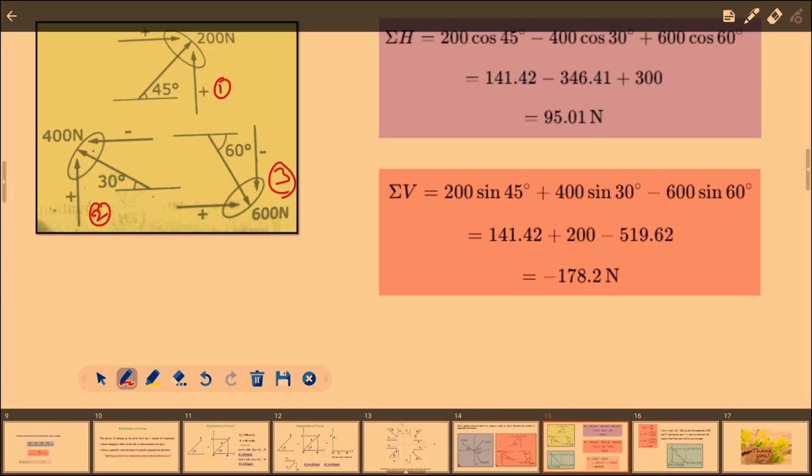First is 200 sin 45, which is acting upward, positive. Second is 400 sin 30, which is also acting upward, positive, and the third one is acting downwards, so minus 600 sin 60. Horizontal we are considering as cos, vertical we are considering as sin, as you all know. Finally, if you resolve this, you will get minus 178.2. Here you just see it is positive and here it is negative. While resolving the resultant, I will tell you what to do.